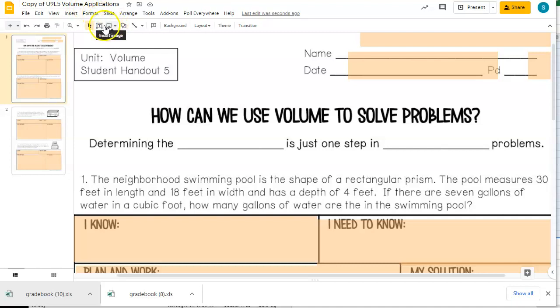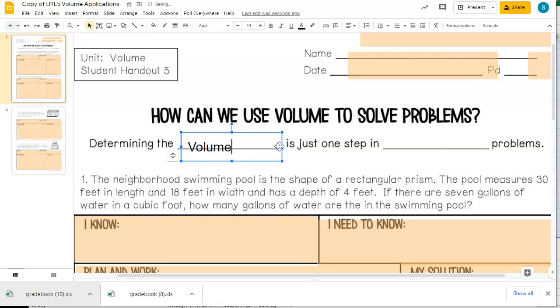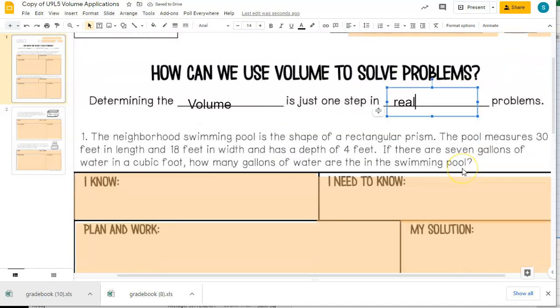Today we are covering Unit 5, Lesson 7, how we can use volume to solve problems. In these problems, we're going to be dealing with stuff that has multiple steps, and determining the volume is just one step in the real world problems. So we're probably going to have to do something after.